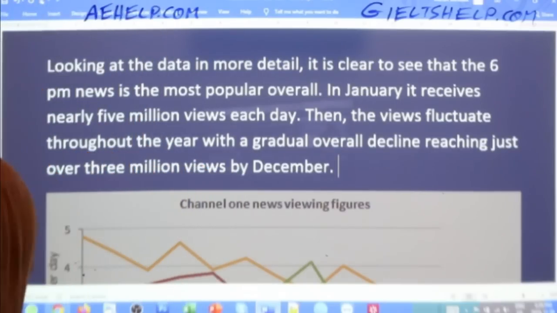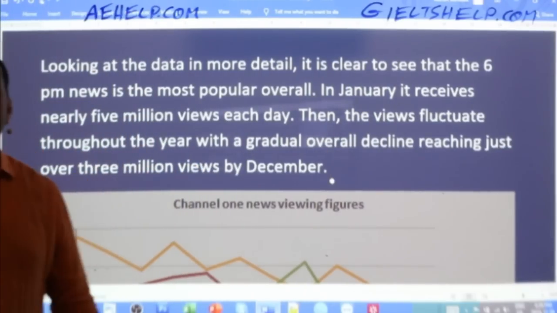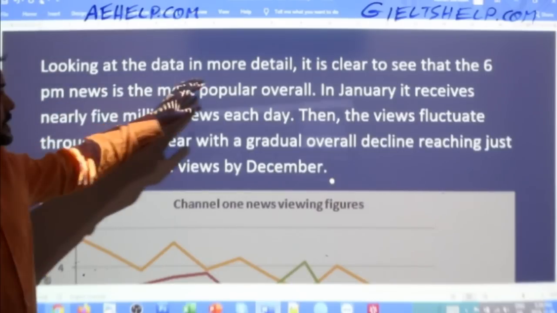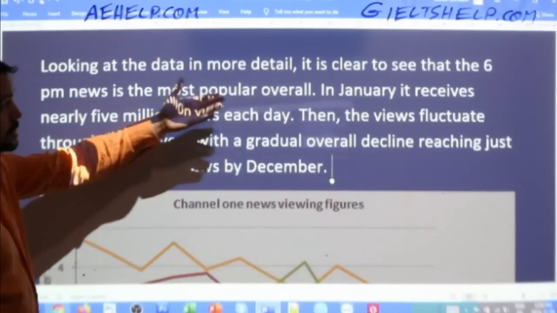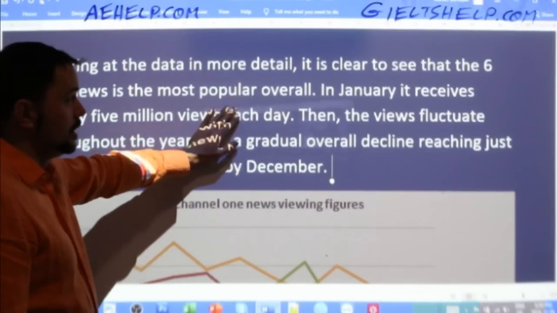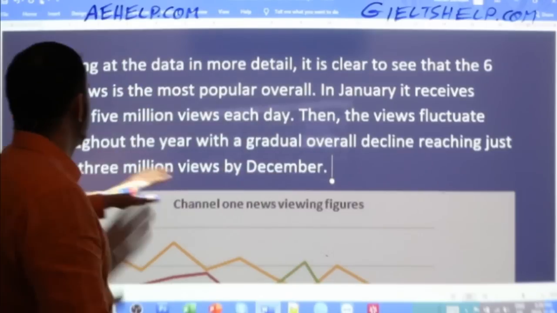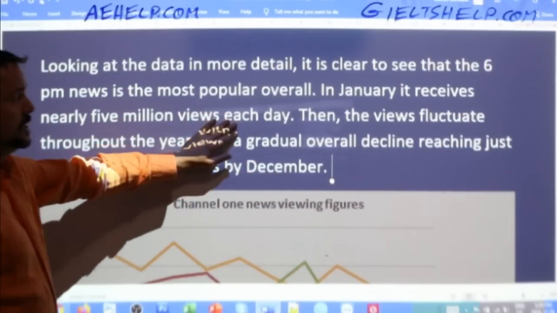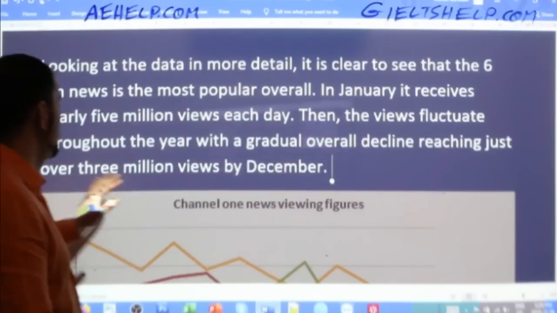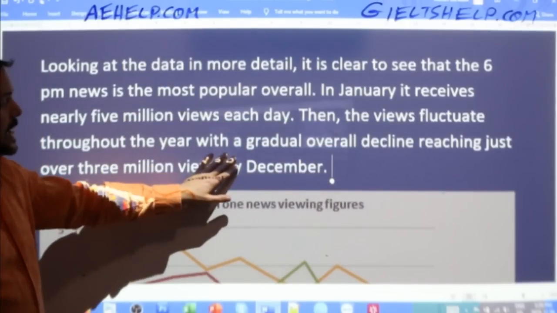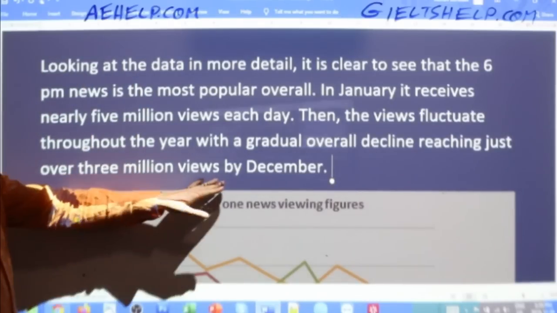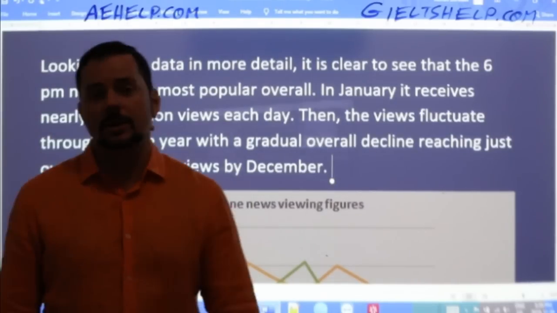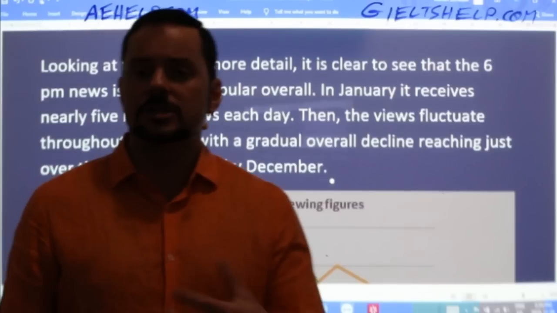Nice. Here is my description for that line. Okay. Looking at the data in more detail, it is clear to see that the 6 p.m. news is the most popular overall. Okay. In January, it receives nearly 5 million views each day. Then the views fluctuate throughout the year with a gradual overall decline, reaching just over 3 million views by December. Same concept as I was explaining last class, students.